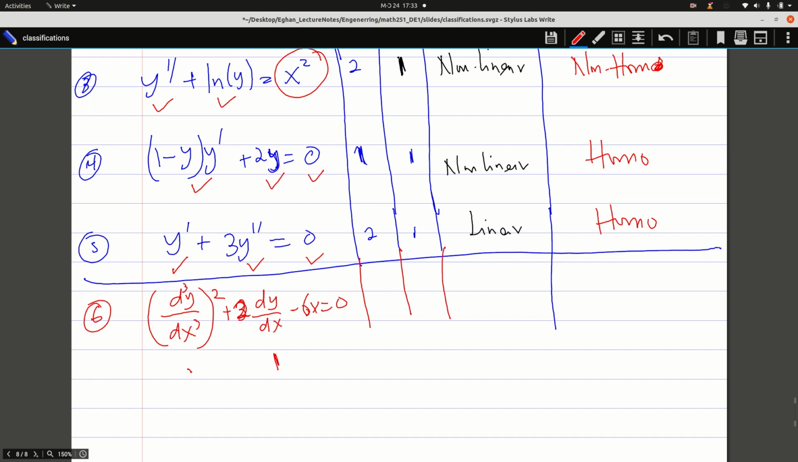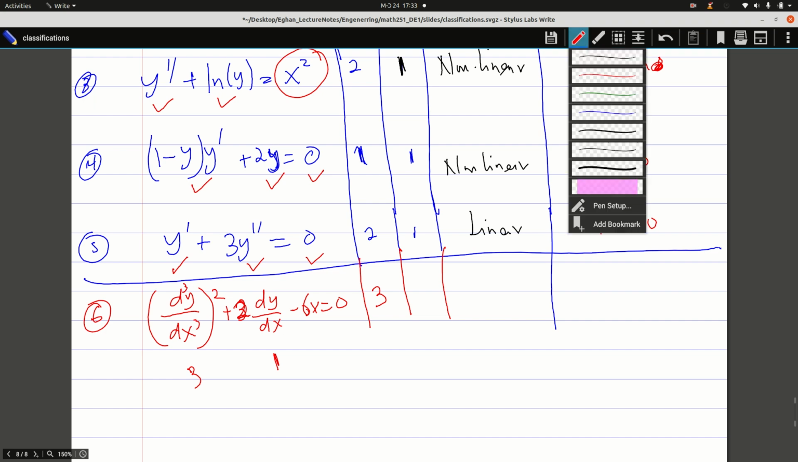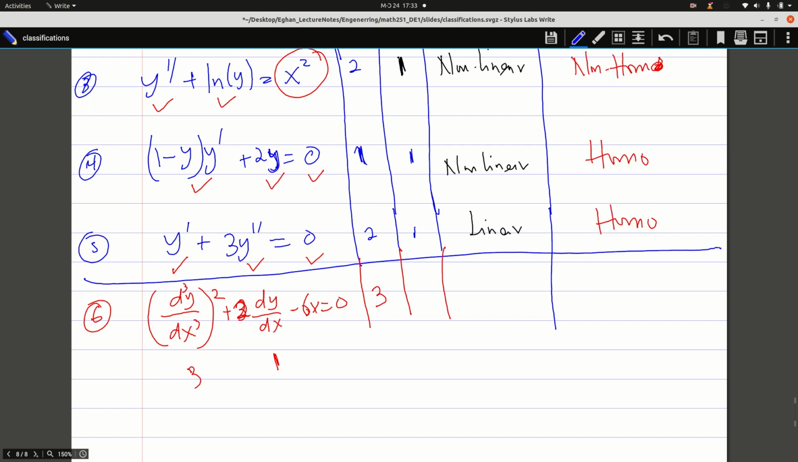So the highest derivative is 3. What is the degree here? The degree is the index of the highest derivative, and that is 2. Is it linear? This is where the game starts. Is it linear?